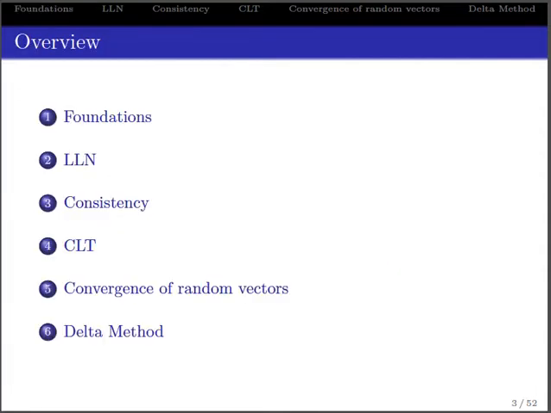The overview of what we're going to do is some foundations of probability, the law of large numbers, consistency of statistical estimators, the central limit theorem, convergence of random vectors, and finally the delta method, which allows us to calculate the convergence of functions of random variables and random vectors.